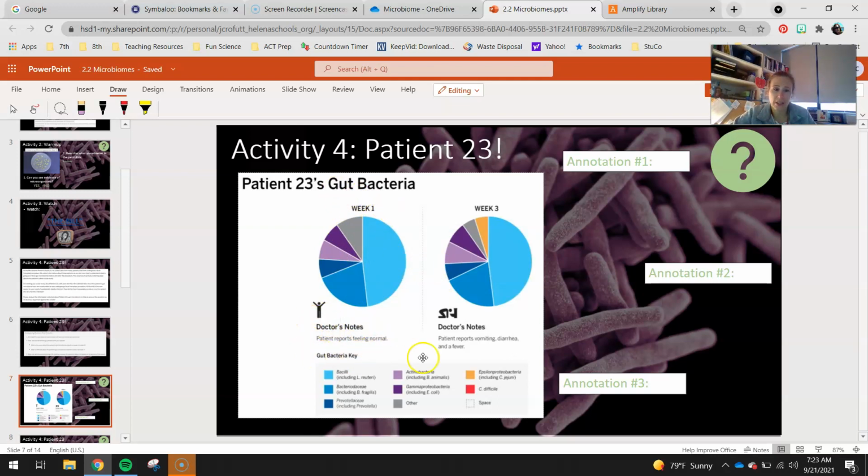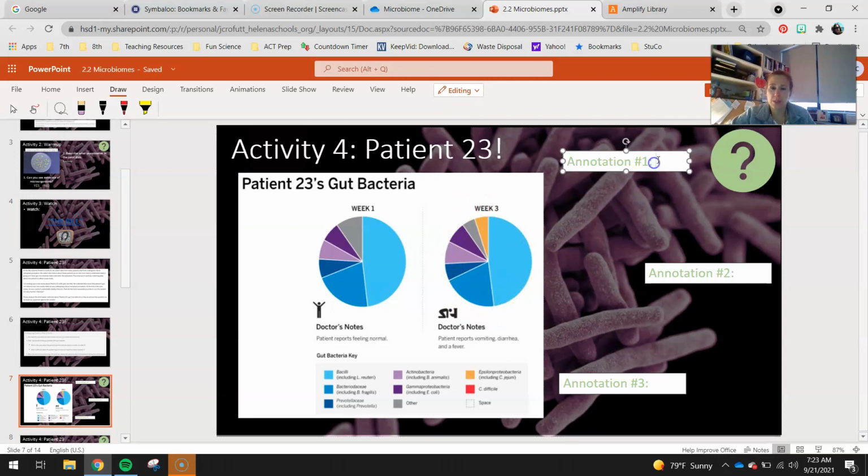Okay, the patient is feeling normal on week 1. Week 2, you guys note the nice little icon of the patient visiting King John there and ralphing a little bit. Okay, you guys can see his doctor notes, patient reports vomiting and diarrhea and a fever. So take a look at the pie chart here and observe what's different.